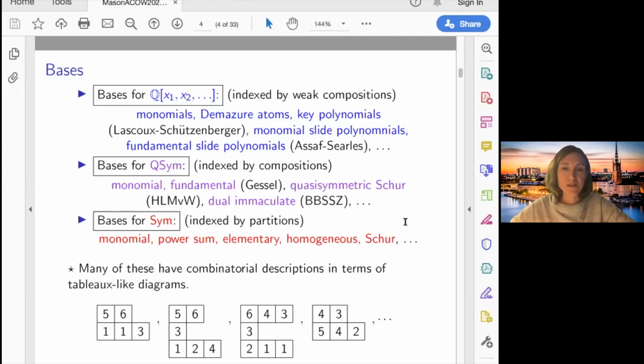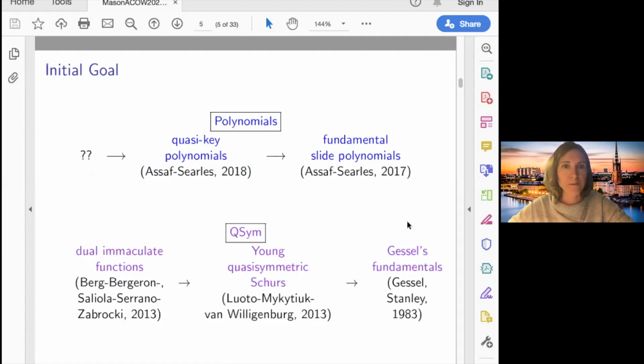And then symmetric functions are indexed by partitions, which are weakly decreasing sequences of positive integers. And so we have lots of well-known bases for these, including especially the Schur functions. Many of these bases have combinatorial descriptions in terms of tableau-like diagrams, and those are going to play a role in what we're going to do.